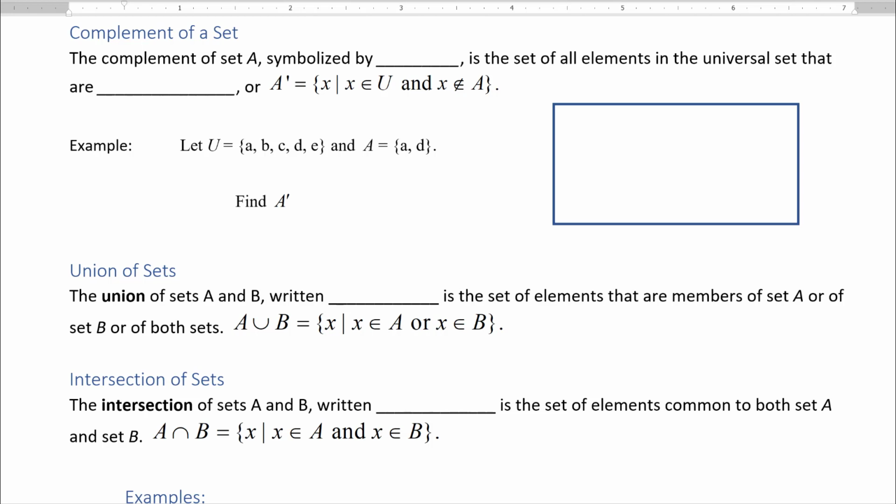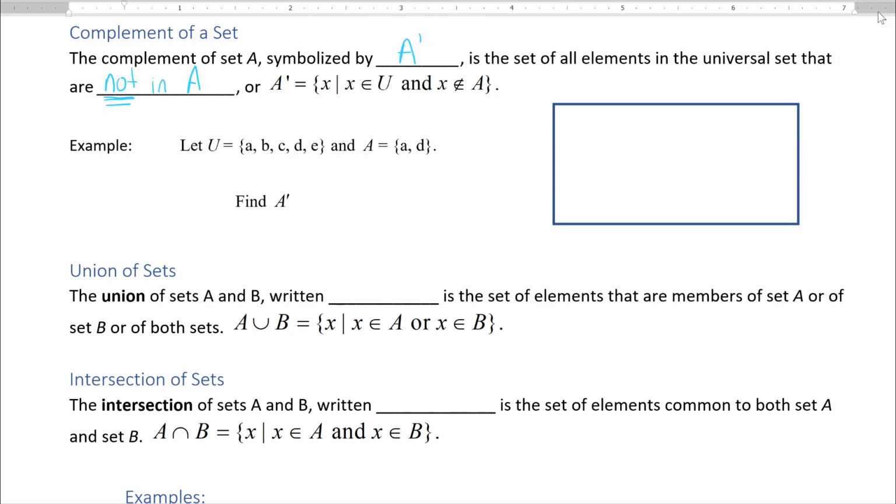Next, we're going to talk about the complement of a set. The complement of a set, symbolized by a prime, like a little apostrophe up there, is the set of all elements in the universal set that are not in A. So A prime, or the complement of A, is equal to the set of all x such that x is in the universal set and x is not in A. Remember, the universal set is always the set of everything that's even possible in the conversation.